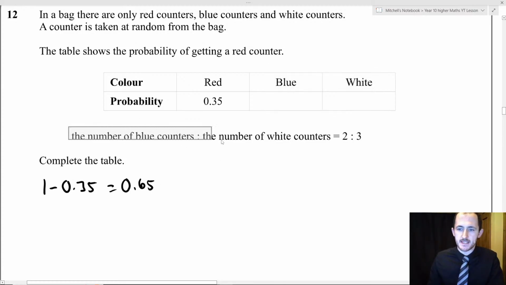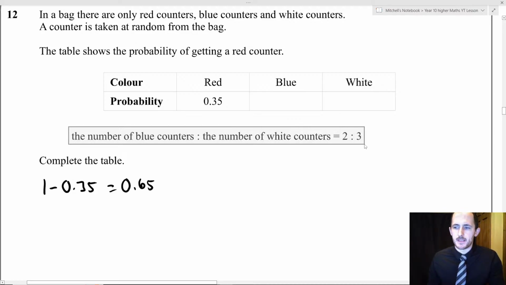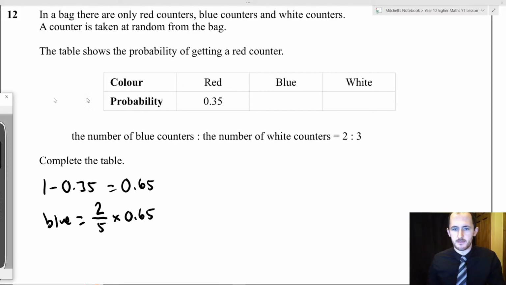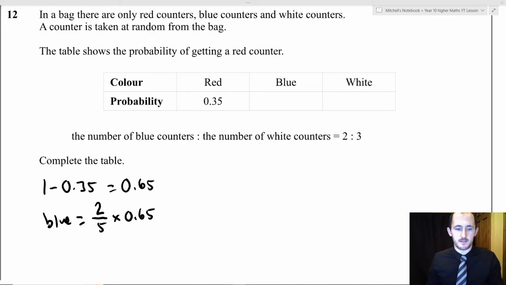Now the probability of blue is in the ratio of 2 to 3. So your probability for blue will be 2 over 5 times 0.65. And let's just use a calculator, be a bit cheeky with it. So 0.4 times 0.65 is 13 over 50. It's a good thing I didn't do that in my head. It's 0.26 as a decimal.